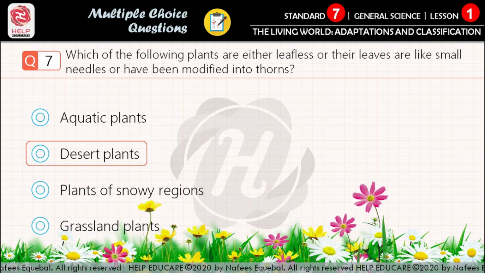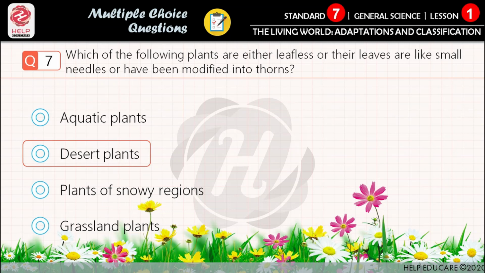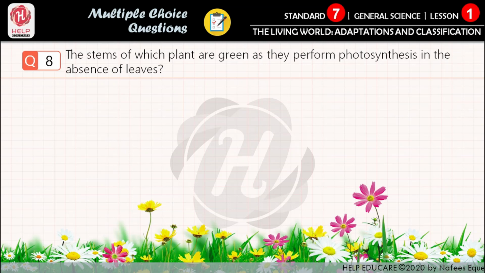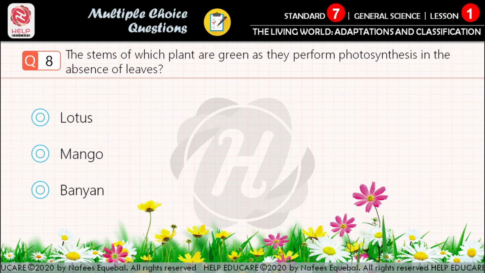Correct answer is, desert plants. Question number 8. The stems of which plant are green, as they perform photosynthesis, in the absence of leaves? First option, lotus. Second option, mango. Third option, banyan. Fourth option, cactus.